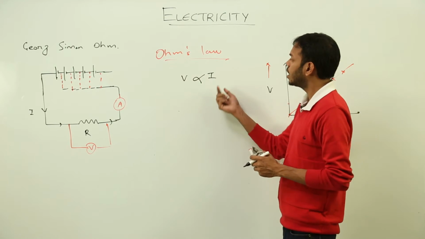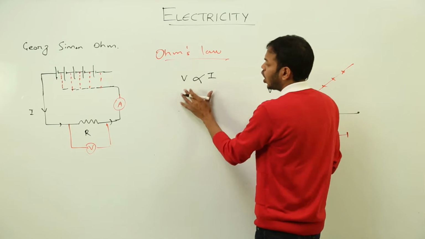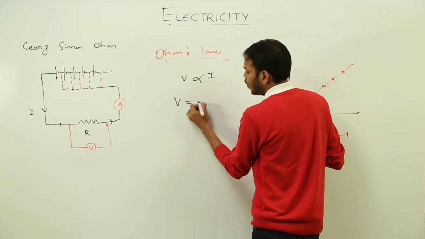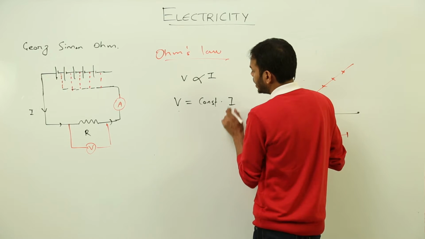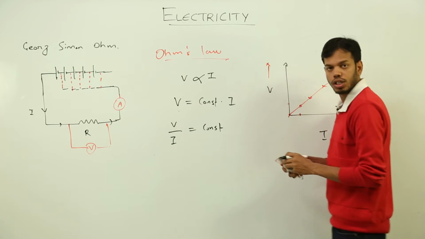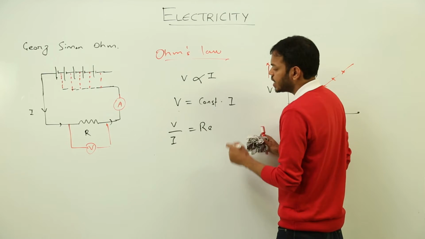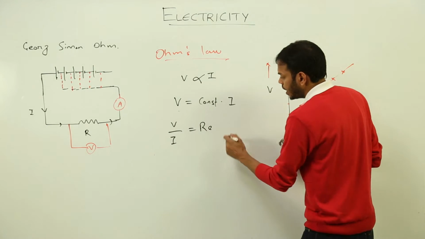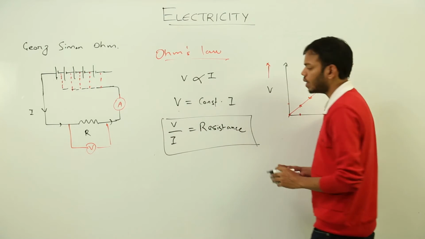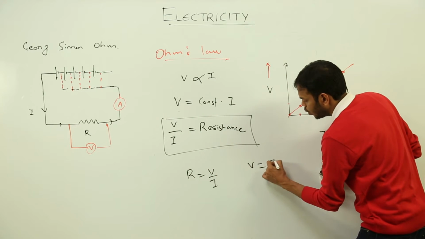So I'll go over it again. Current flowing in a conductor is directly proportional to potential difference applied across it. This is called Ohm's law, the statement which I just gave you. So that means V is equal to some constant times current. Current goes to the denominator side. V upon I is a constant, and this constant is known as resistance. Resistance is represented by capital R. So this is how we get a formula for resistance as well. R is equal to V upon I, or V is equal to IR.